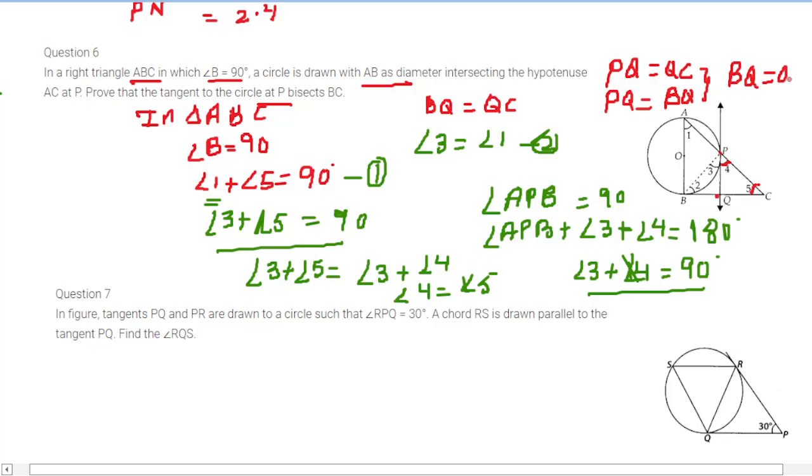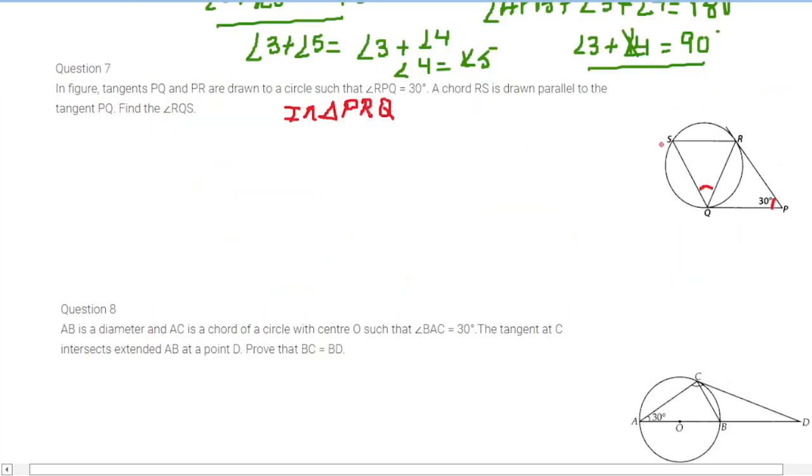Now in question number 7, tangents PQ and PR are drawn to the circle such that angle RPQ is given 30 degrees. A chord RS is drawn parallel to this tangent PQ, and we have to find the measure of angle RQS. So now in triangle PRQ, let's name this as angle 1, angle 2.